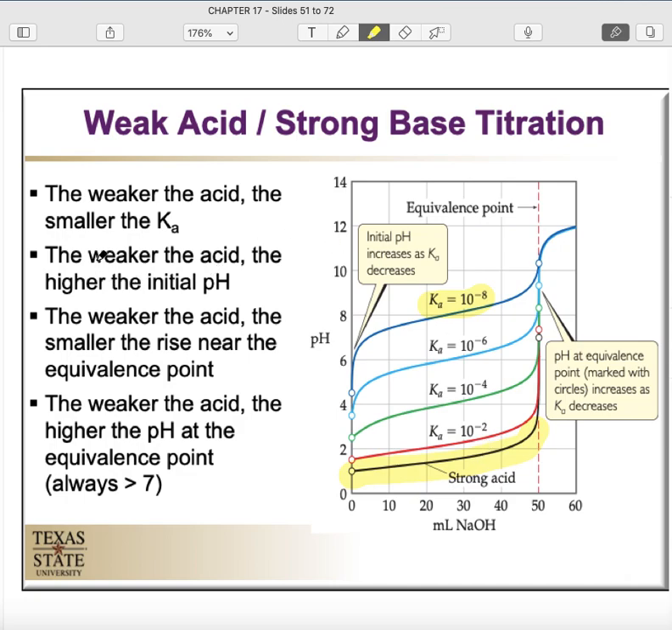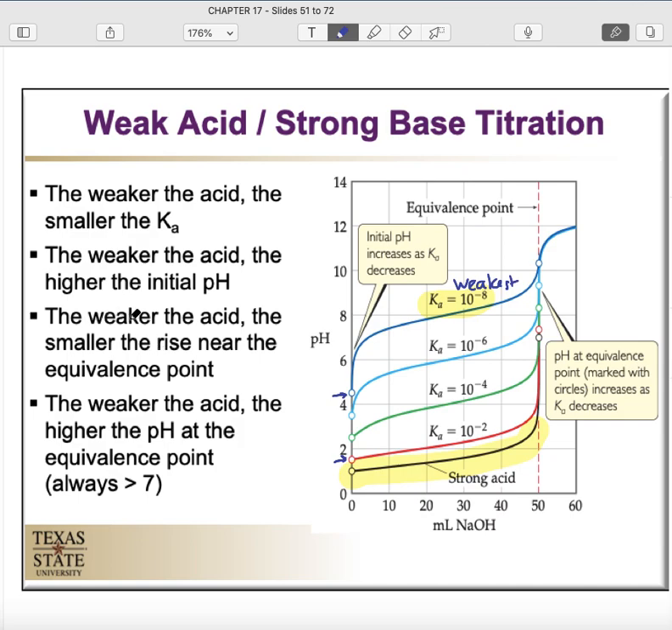All right. The weaker the acid, the higher the initial pH, and I'm hoping that you guys can see that here. Notice that the weakest of the acids, and I'm going to go ahead and label it weakest here, the weakest acid actually starts the titration at the highest pH, right here at about 4.5, while the stronger of these weak acids is going to start with the lowest pH, which in this case is 1 point something.